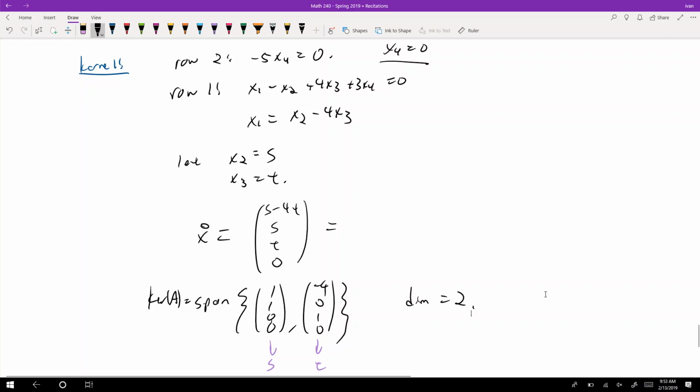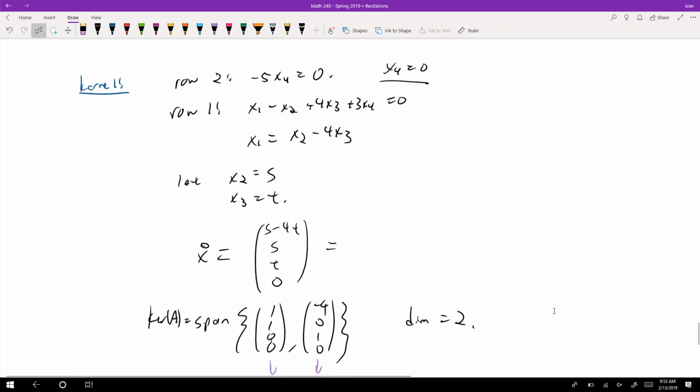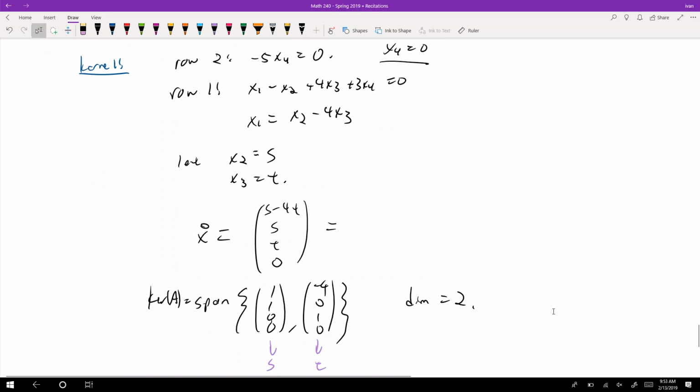And then from up here, the dimension of the column space is 2, the dimension of the kernel is 2. You add them up, that's 4. That's the number of columns in the matrix. All right. That should get you pretty far in the homework.